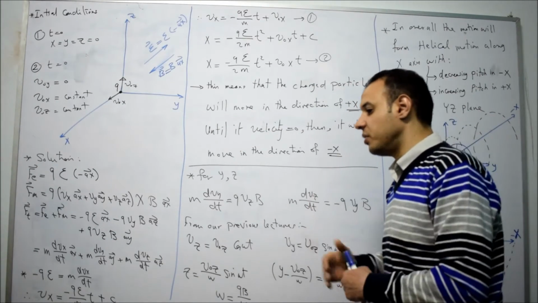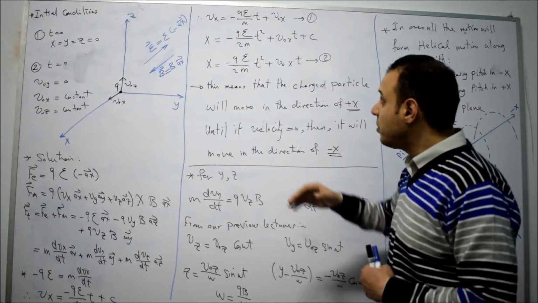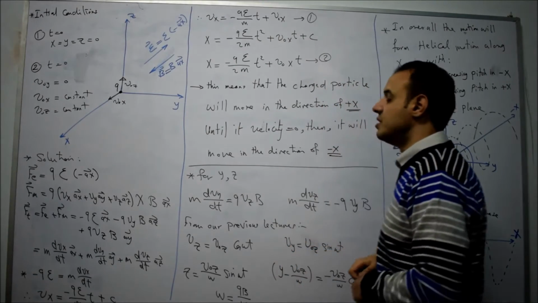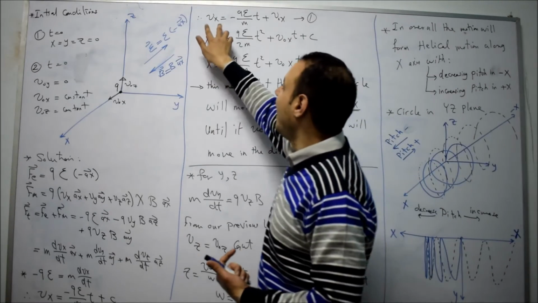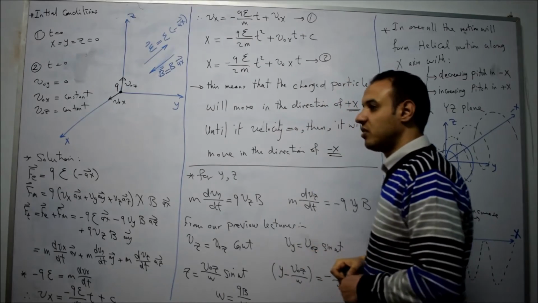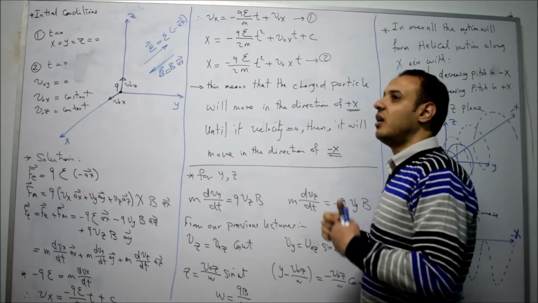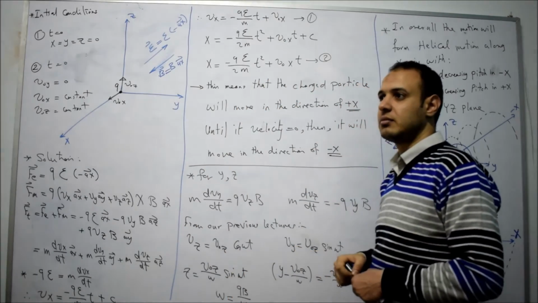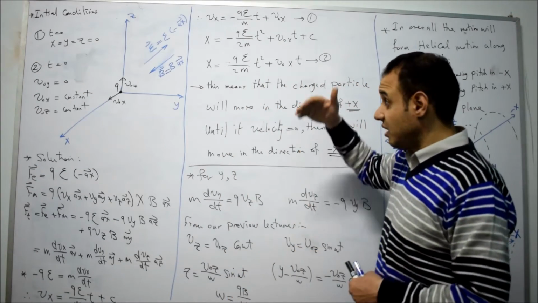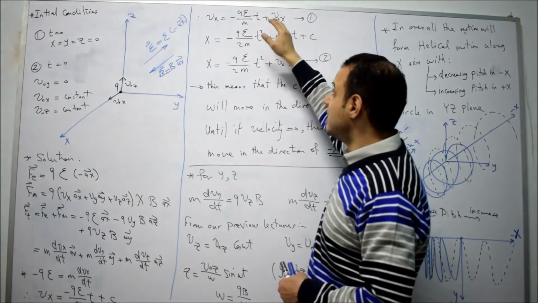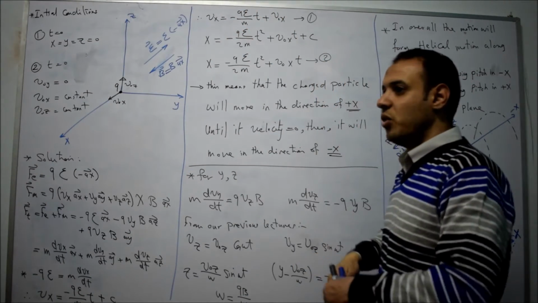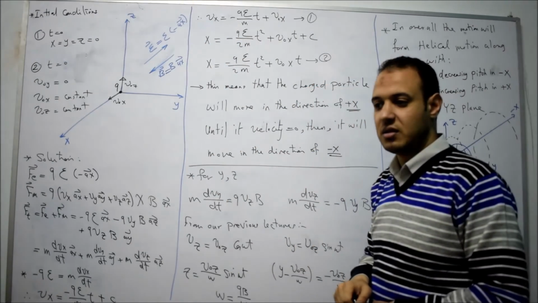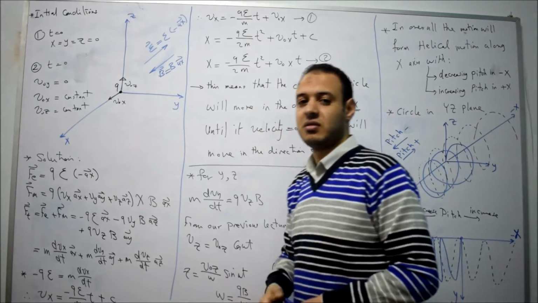What happened after this moment? After this moment, this term will be larger than this term, v naught x. This means that we will have a negative velocity in the direction of x. Or we can say we will have a motion in negative x direction. And as the time goes on further, this minus term will increase further, so Vx will be increased in the direction of minus x.